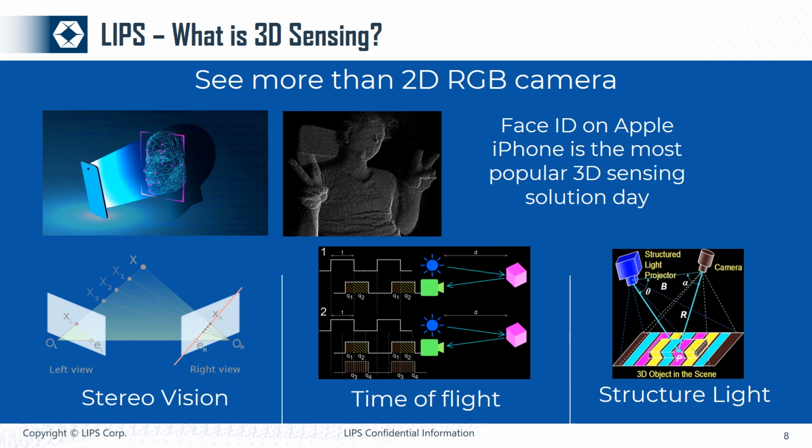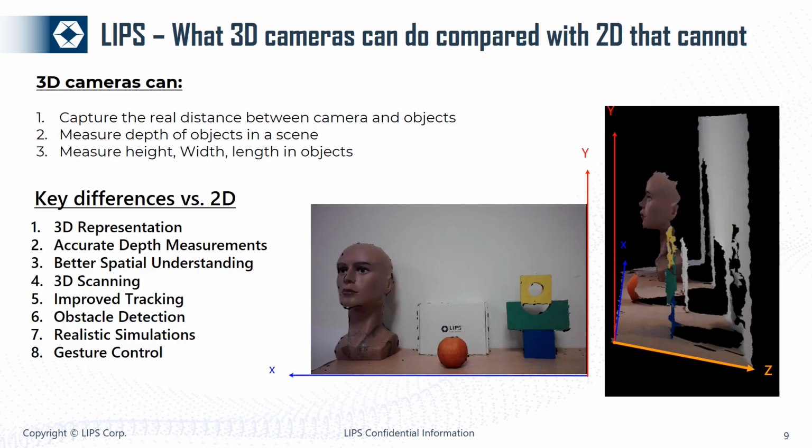3D cameras offer several capabilities that 2D cameras cannot, primarily due to their ability to capture depth information. Here are some key differences. 3D representation. 3D cameras can create a 3-dimensional representation of a scene, allowing for a more immersive experience. This is essential for applications like virtual reality and augmented reality, where depth is crucial. Accurate depth measurements. 3D cameras can measure distances between objects and the camera, enabling precise spatial analysis.